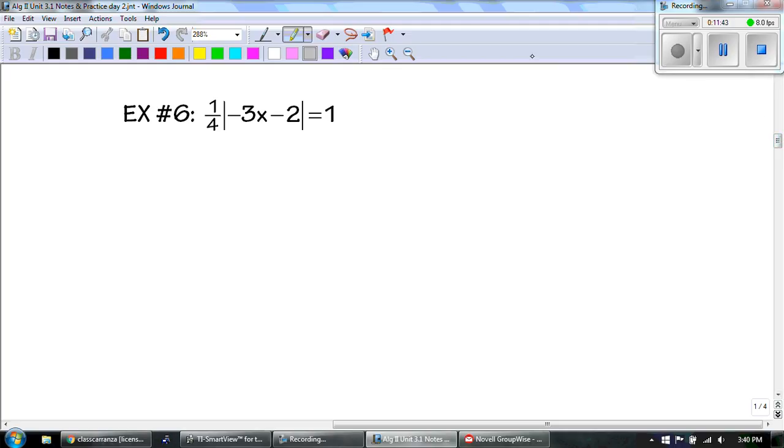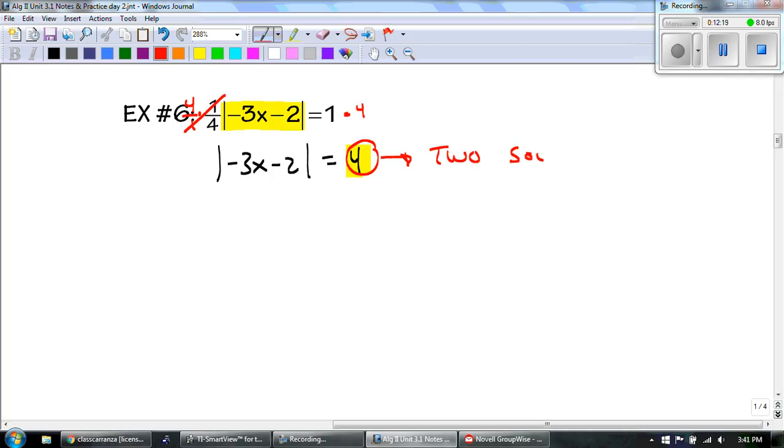Okay, number 6. Absolute value is not alone. That's multiplying by a fraction, and to get rid of a fraction, I need to multiply by the reciprocal. Okay, so I've got the absolute value of -3x minus 2, and then 1 times 4 is 4. So the absolute value is by itself. We set it up, and this is going to give us 2 solutions.